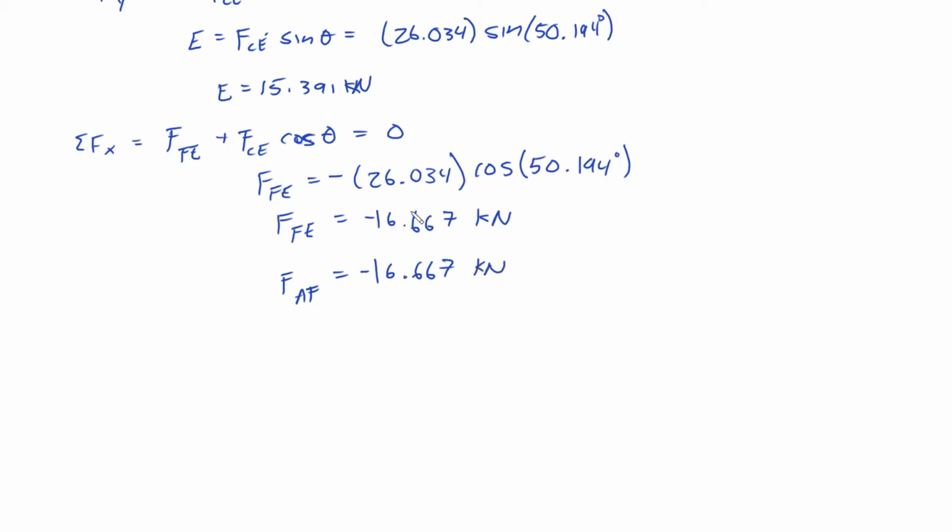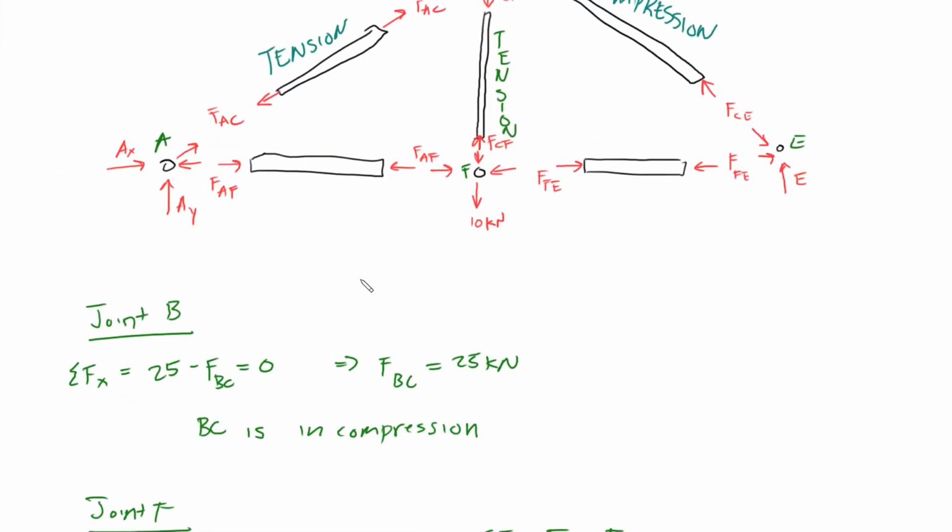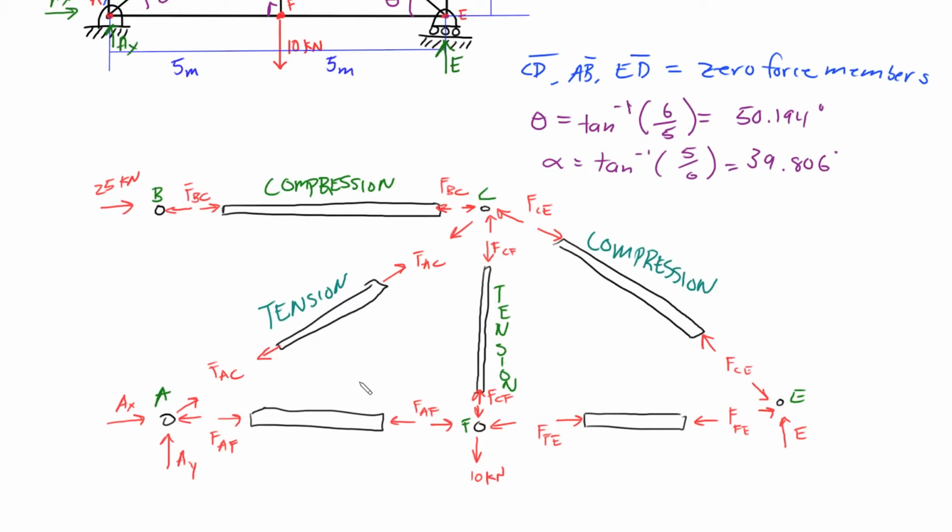So since these values are negative, that means I drew the reaction forces in the diagram incorrectly, which is completely fine. So we have FFE, or the FE member, is going to be in tension, which is the opposite of what I drew. And then what we have for AF is that it's in tension as well. So that's what we get for tension. And I guess that's all we have to do for this problem.